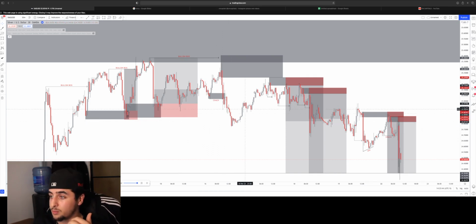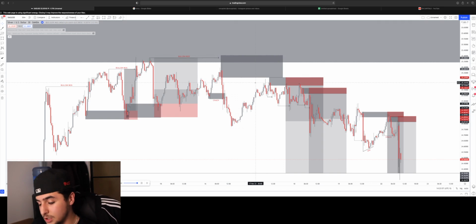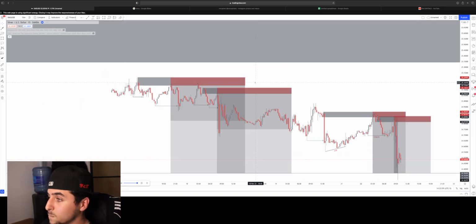So as you can see, price now pulls back into this area of supply. I didn't take this trade because simply the risk to reward wasn't worth it. I would have entered here and my stop loss would have been up there, so I waited for further confirmation. Okay, so now let's head over to the lower time frame.